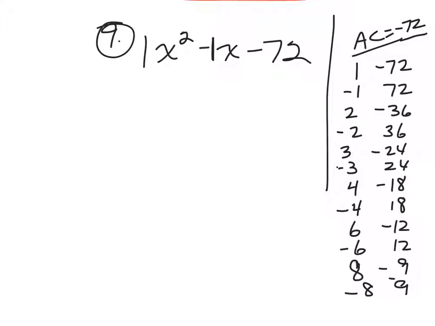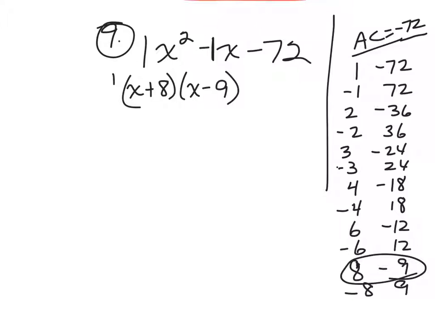And lo and behold, 8 and negative 9 add up to negative 1. So that's the combo you need. So we end up with x plus 8 times x minus 9. So if you're having trouble, make the list.